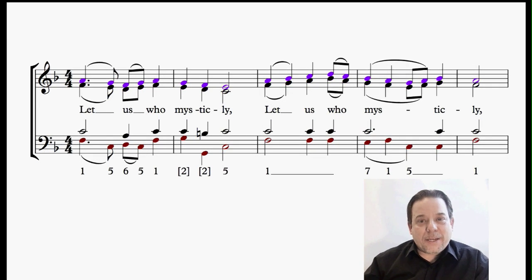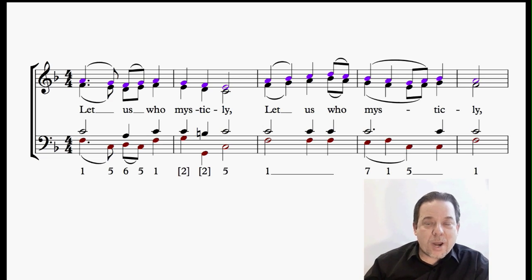So now we add the bass, and I'm going to mark that in red, and I've actually put down the numbers of the scale degree in which the bass is singing, so that we can keep track of that as well.